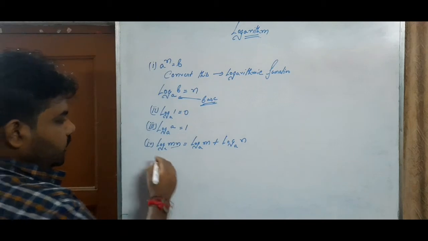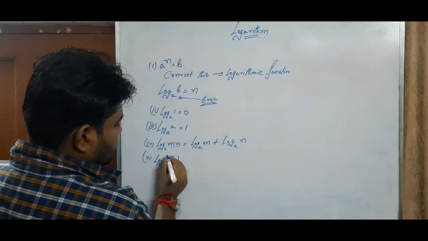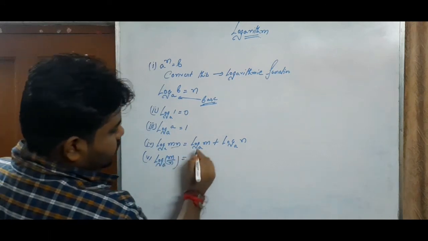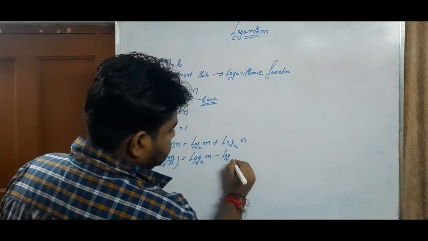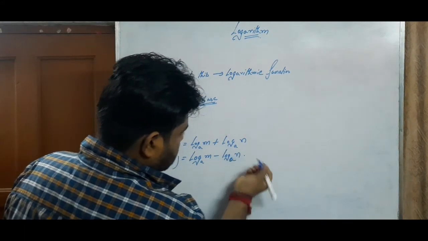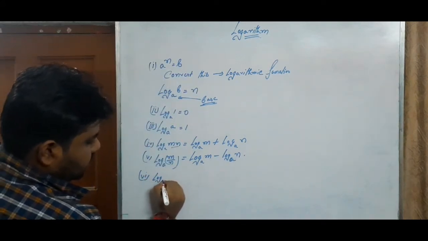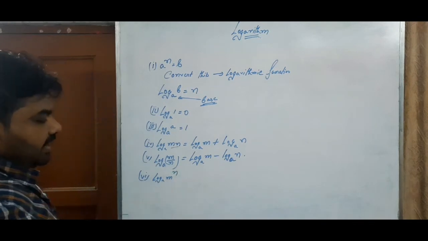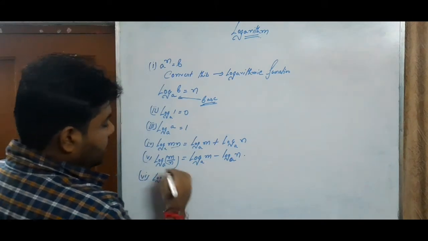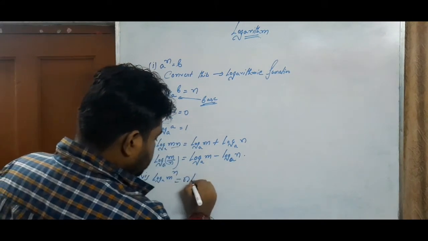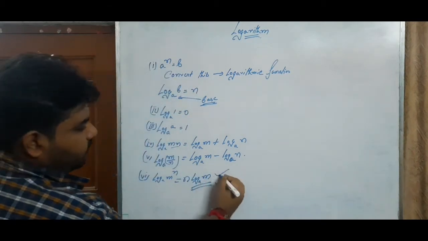Okay, similarly we can write log m by n, that is division. In case of division we use log m minus log n. Okay, next log of m whole to the power n. In case of log, the power comes first. So we shall write n log m. Okay, this is one of the important formulas.